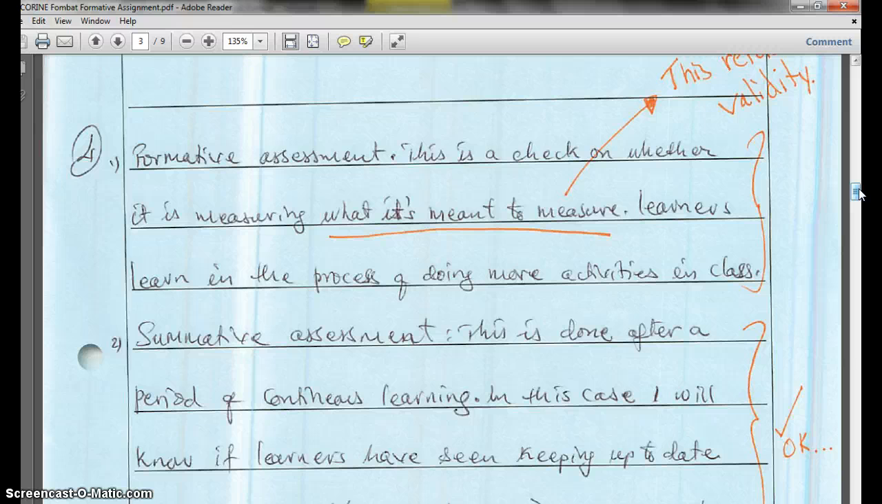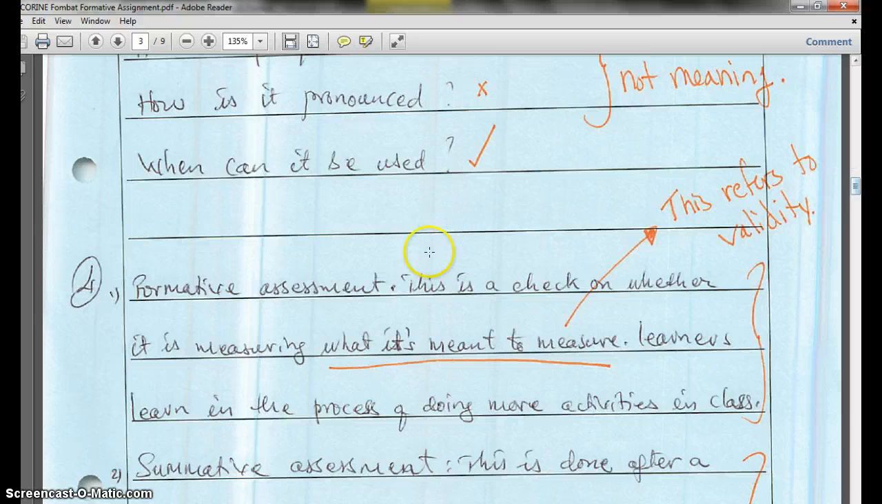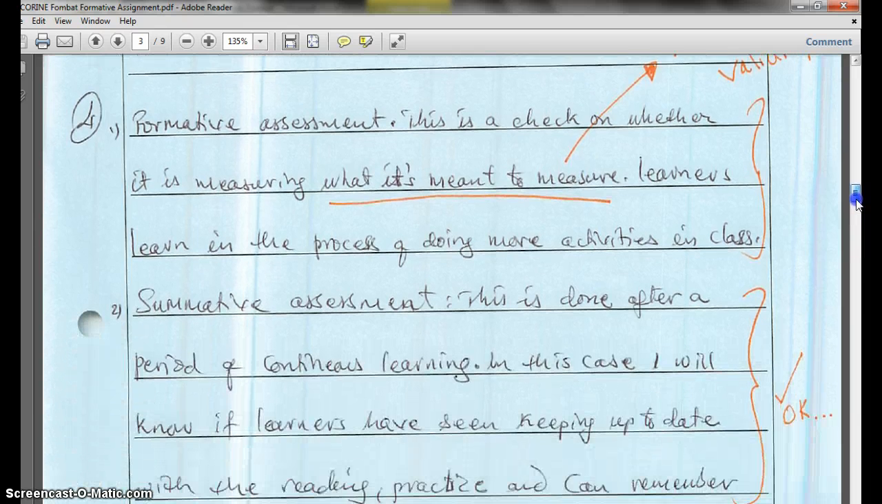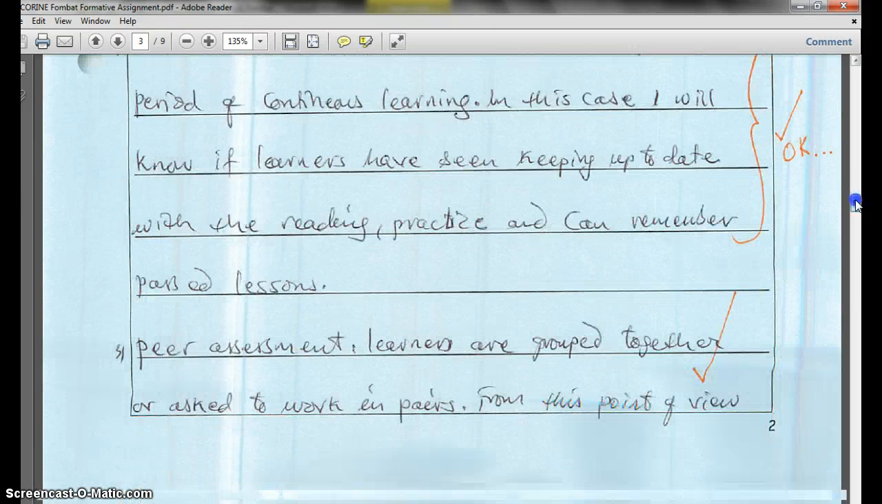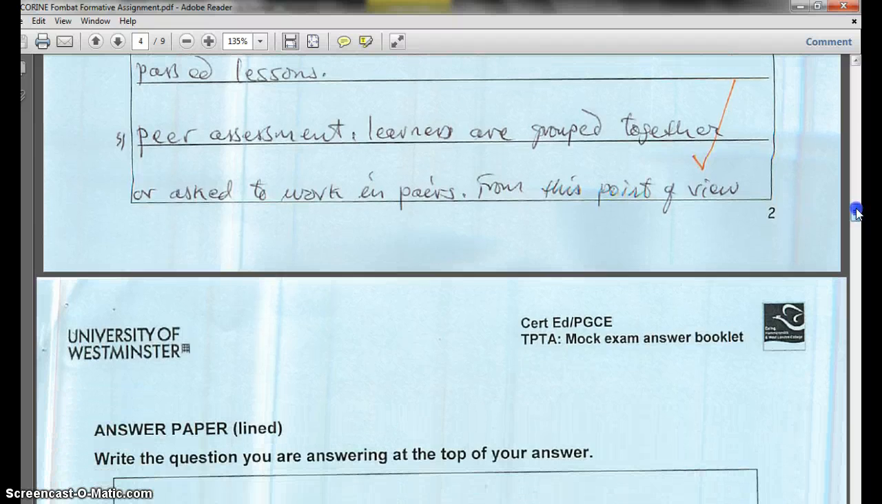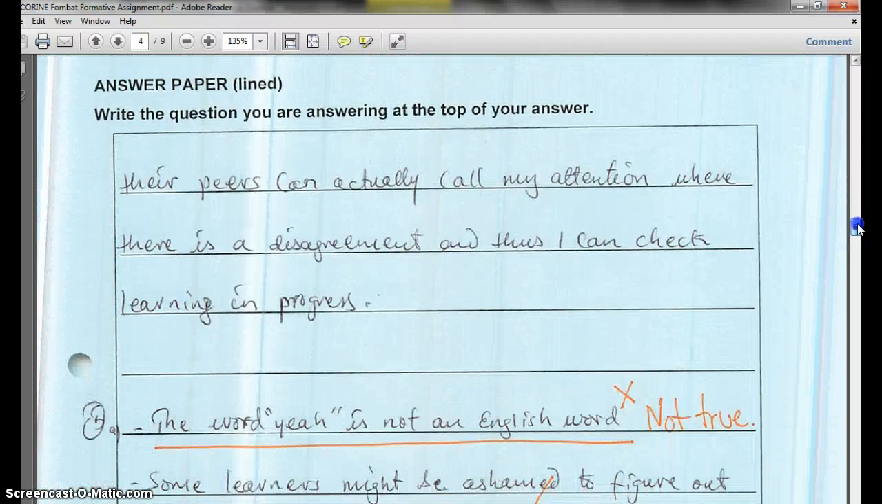Formative assessment, this is a check on whether it is measuring what it's meant to measure. So actually no, that definition is incorrect. That's about validity. Measuring what it's meant to measure refers to the validity of an assessment. Here, yeah, I gave you a point for that. Can you remember parts of the lesson? Yeah, I think that's valid. Peer assessment, definitely. Get them to work in pairs. Yeah, good stuff.